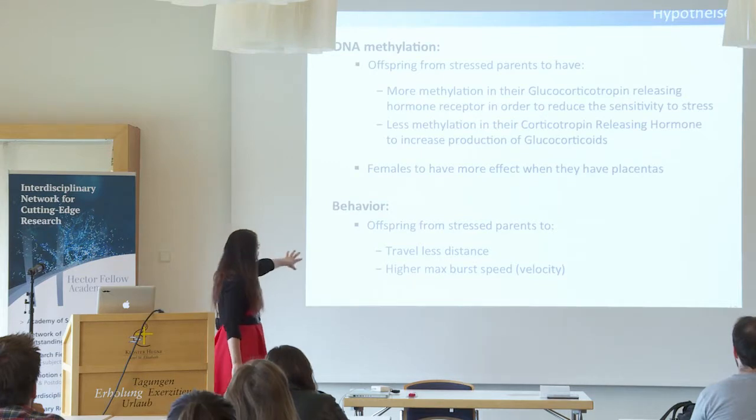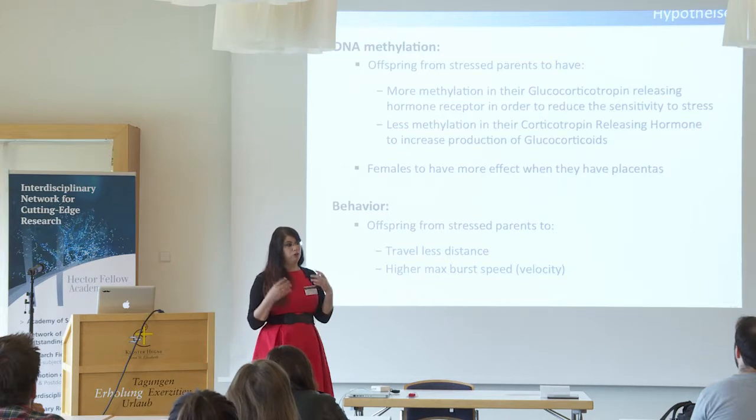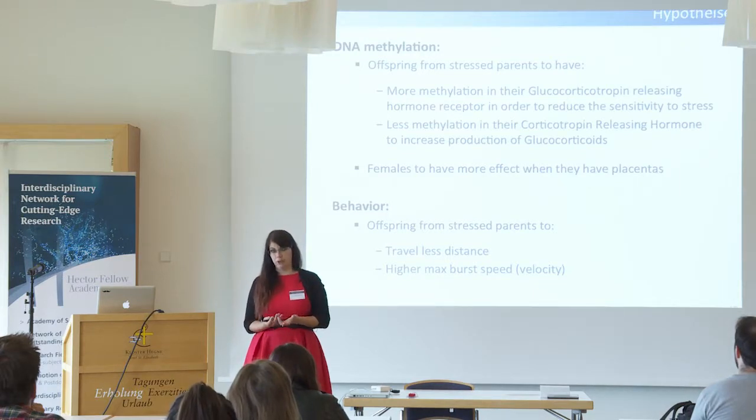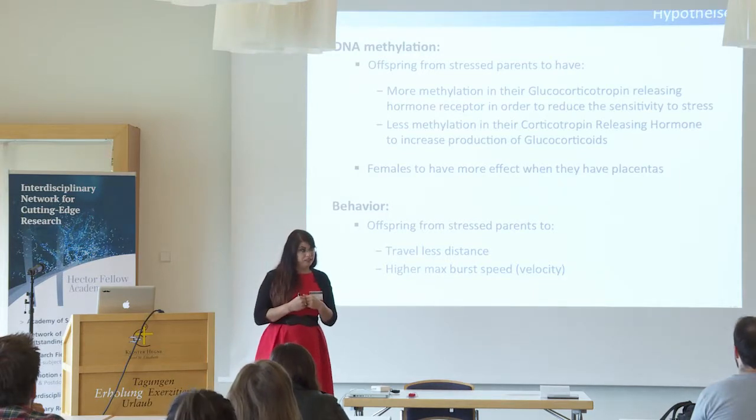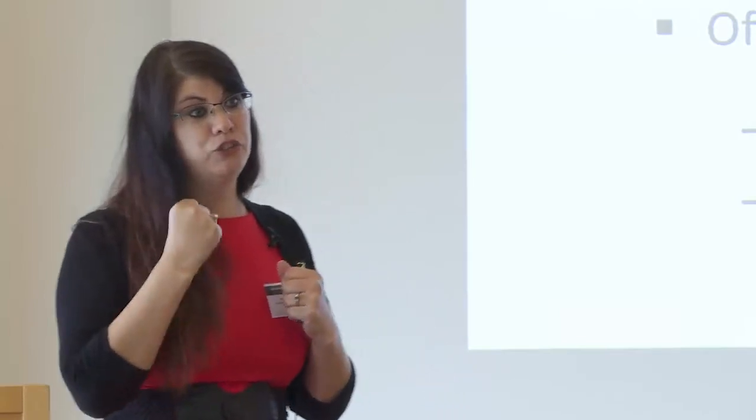And then I will show you two of the behavioral measurements. So distance traveled. So if the offspring are from stressed parents, you expect them to travel less distance. And the other one is max velocity. So this is having a higher burst speed. If you recall the video again and you saw the offspring escaping the predator, that's that max burst speed. Okay? So you really want a high max burst speed in order to escape predators.